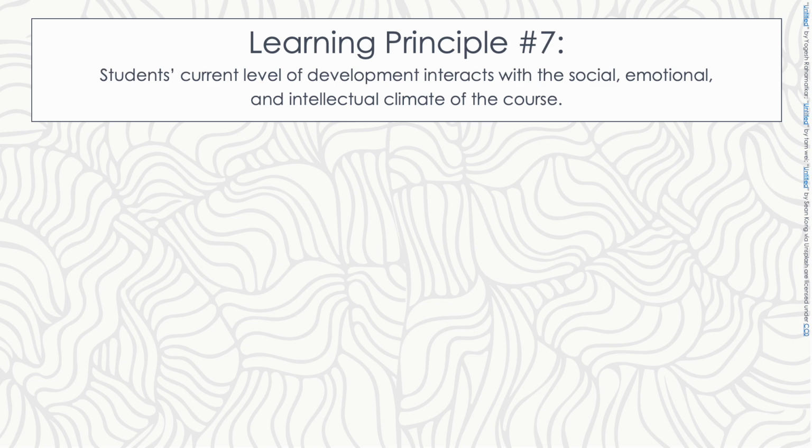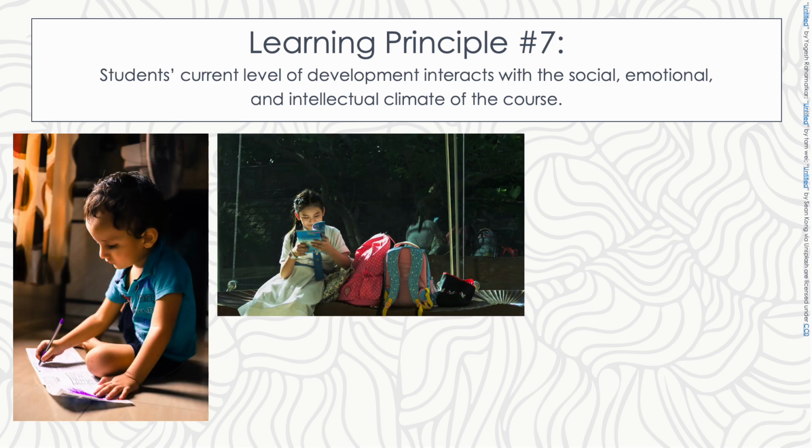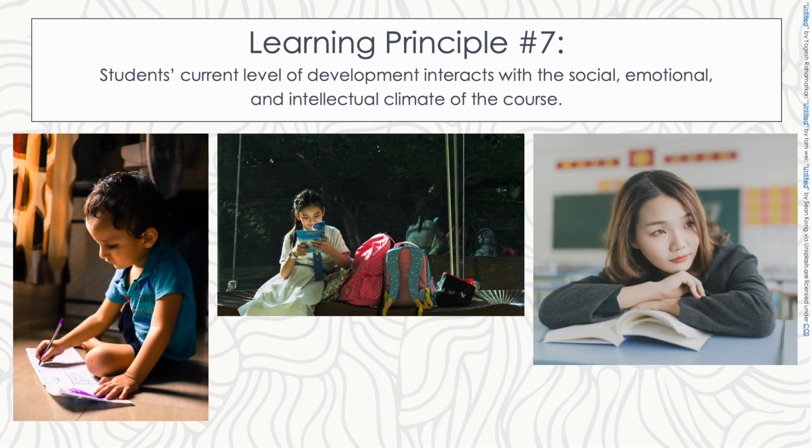Learning principle number 7. Students' current level of development interacts with the social, emotional, and intellectual climate of the course. We must ensure that our lessons are appropriate for the developmental phase of our students, as well as their social and emotional needs. Development here refers not only to the age and maturity of learners, but also how far advanced they are in learning a particular skill.